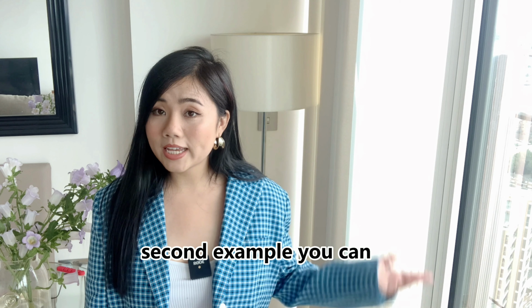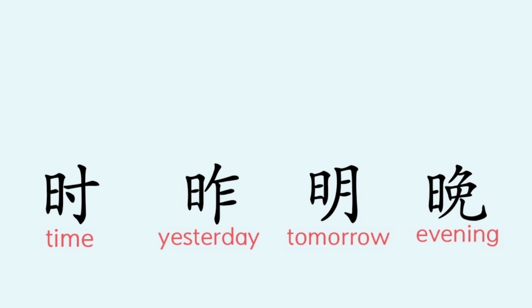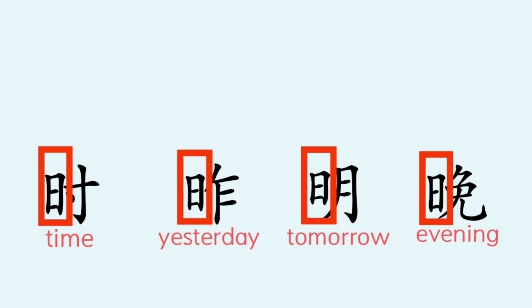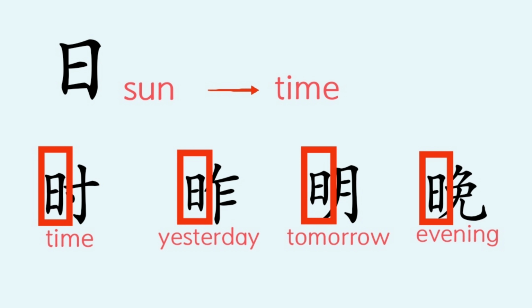Second example, you can see those characters are all left-right structure. They also have exactly the same component. This component means sun, related to time. Hour, time. Yesterday, time. Tomorrow, time. Evening, time. That is all about time.